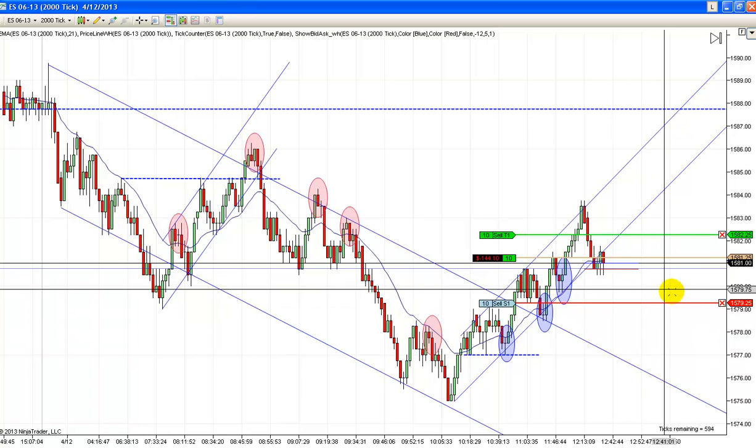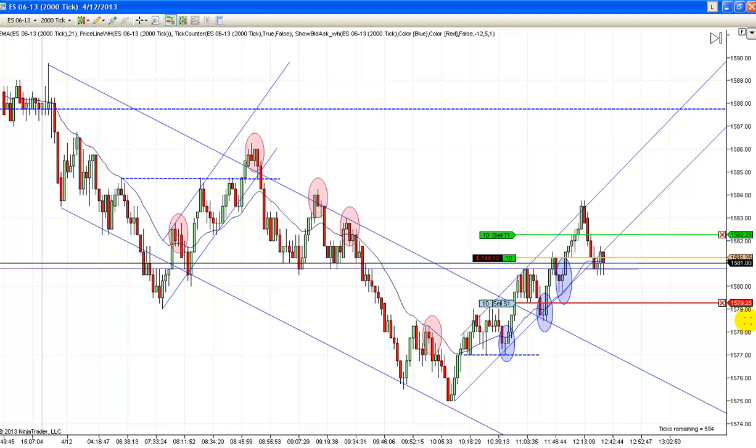It did tick lower for just a minute, but we didn't get a close down there, so there's probably some pretty good buying down there. We'll see how this bar ends right here.